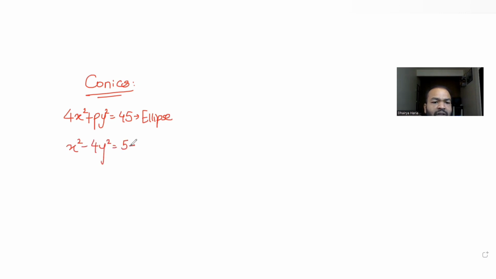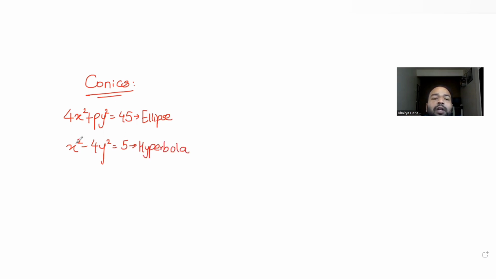Let's see today's question. Today's question is from the topic of conics. In this question we have been told that there is an equation 4x² + py² = 45, which is an equation of an ellipse. There is one more equation given, x² - 4y² = 5, which is an equation of a hyperbola.